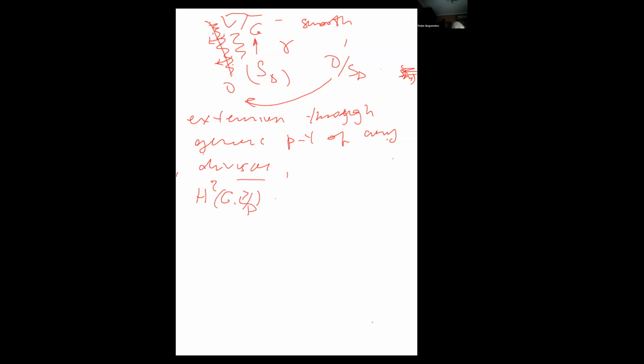But this is a simple property. Essentially, H2 non-ramified will be a subgroup of the cohomology of the smooth completion of the function field. And this happens to be an invariant of stable rationality. It was shown essentially by Colliot-Thélène that this does not depend on the representation.